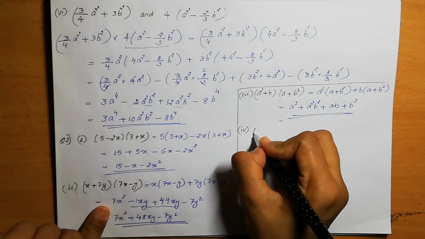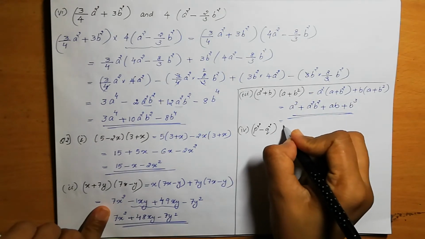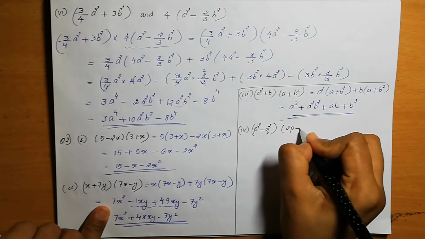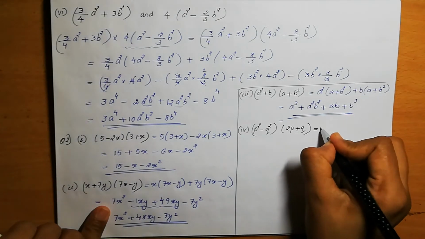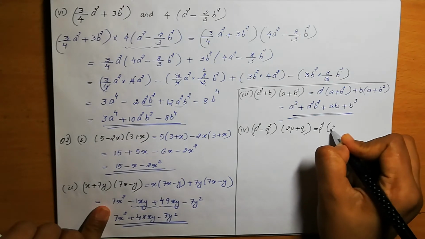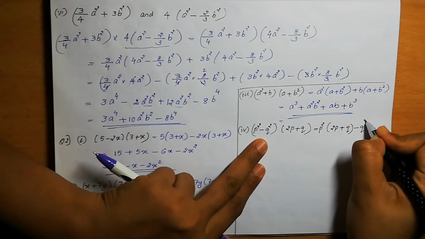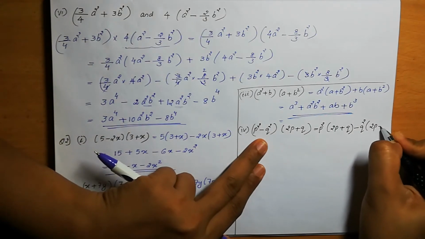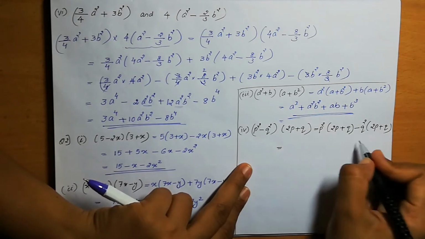Fourth one is p square minus q square into 2p plus q. So this is equal to p square into 2p plus q minus q square into 2p plus q. So that is equal to this one. Each item we need to multiply.